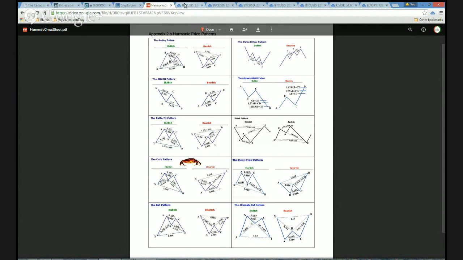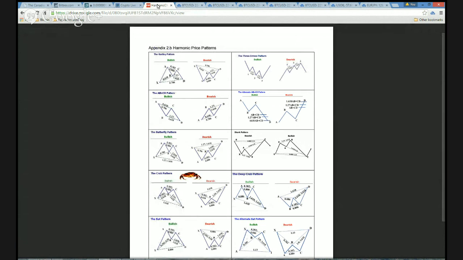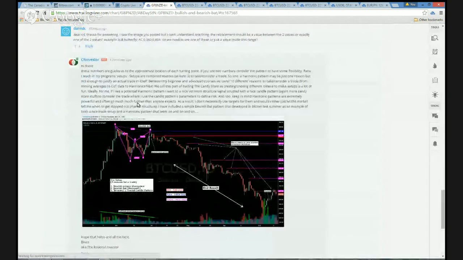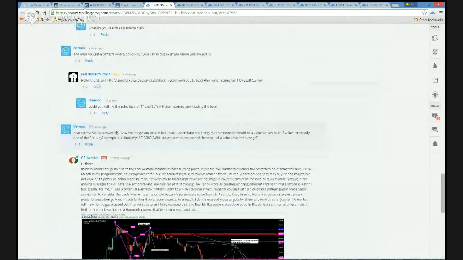So, in response to that gentleman's query, where the heck did I have that? Maybe it was just back here. There it is. He wrote back and said, saw the image posted, but I can't understand one thing. Retracement should be between two values, exactly one value, two values.